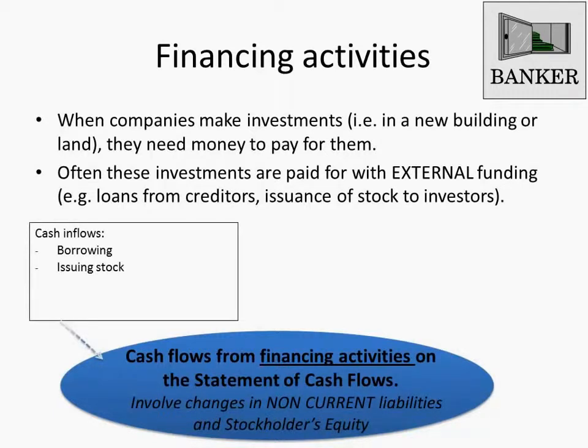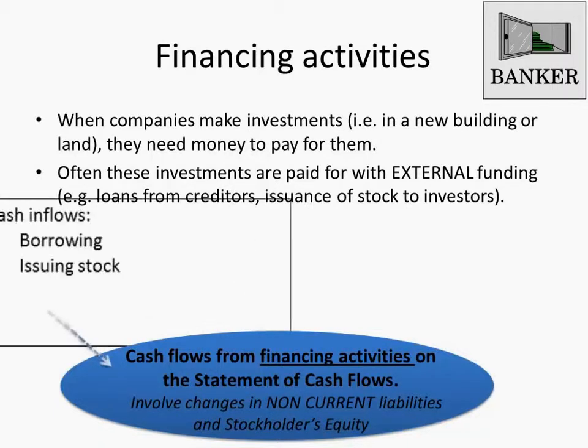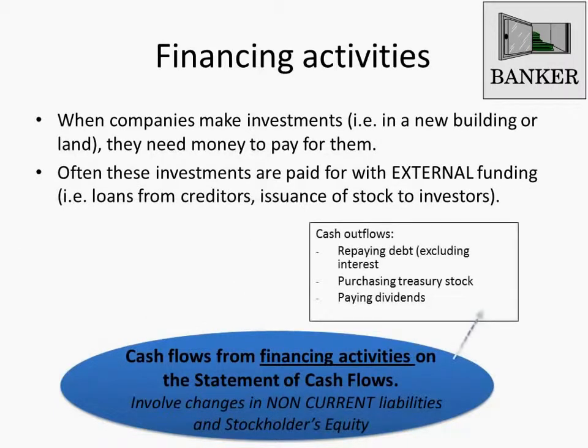So I have here, cash inflows will be from borrowing or issuing stock. And cash outflows would be repaying debt, excluding interest, purchasing treasury stock, or paying dividends. Those will end up in the financing section.